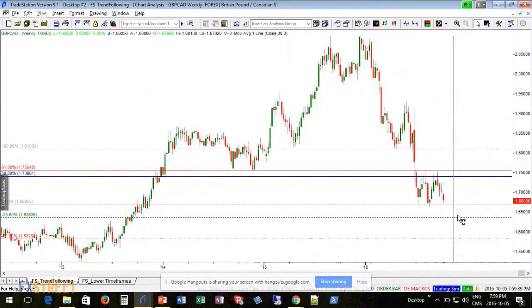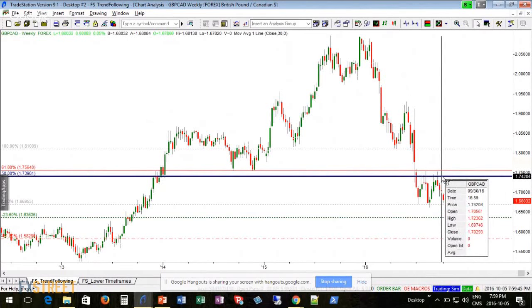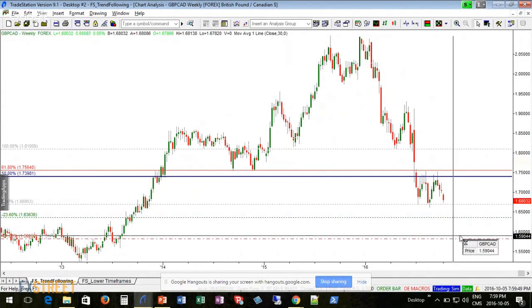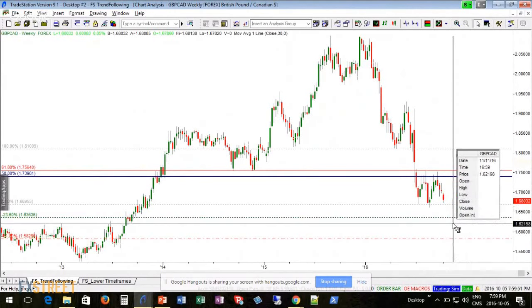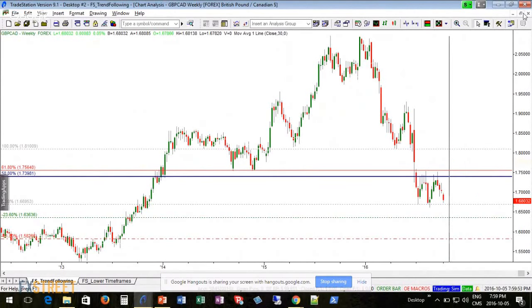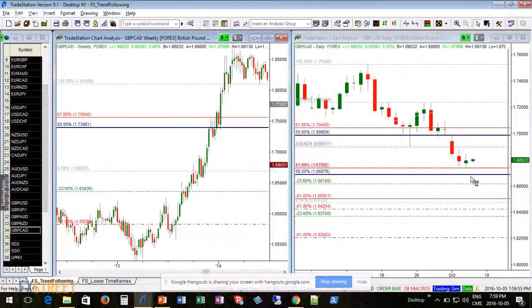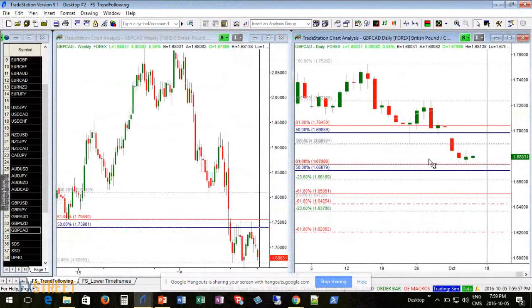Now, this might require a few weeks, even months before we get there. But if you're short this market at 174, you should stay short and try to take advantage of this big move here. All right. And this concludes the review for this market, the pound versus Canadian dollar.